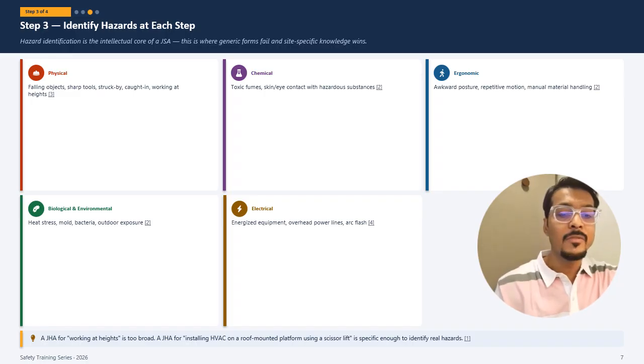A JSA for working at height is too broad. A JHA inspecting HVAC on a roof, mounting a platform using a scissor lift, is specific enough to identify the real hazards.